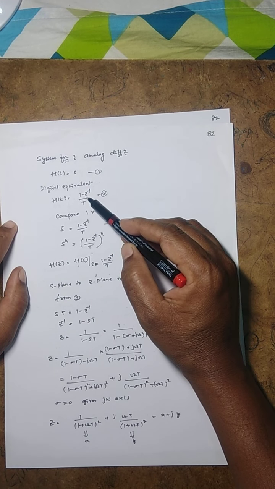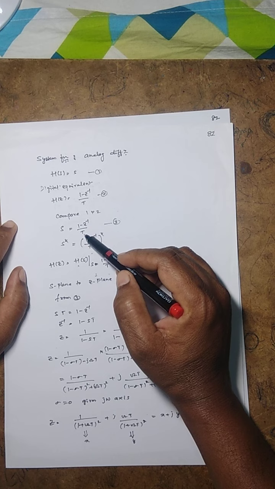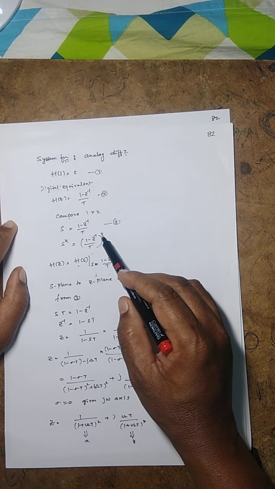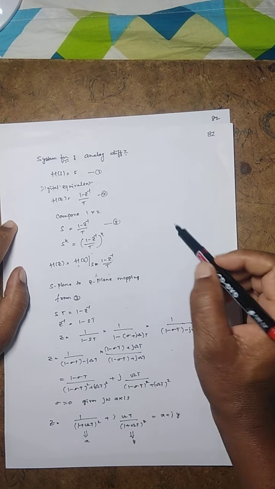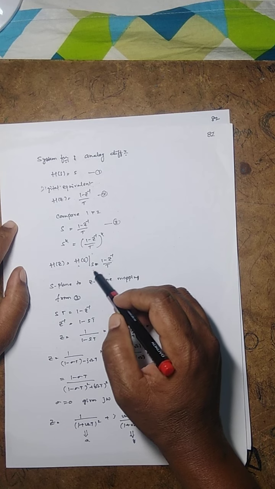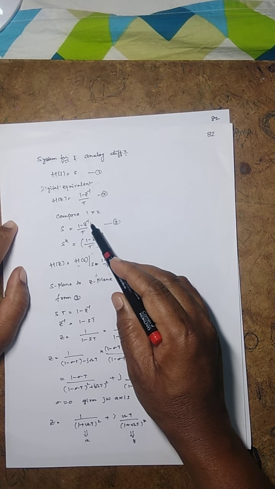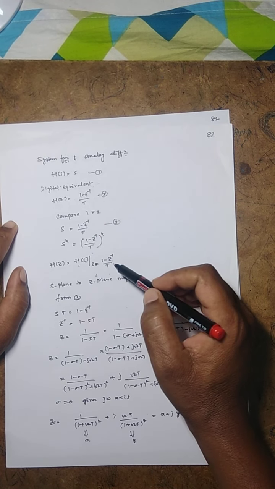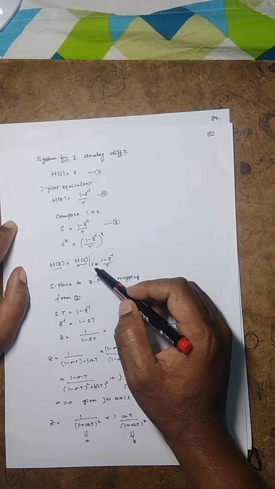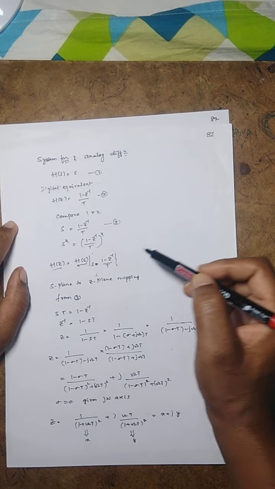So s = (1 − z⁻¹)/T, or sᵏ is given by the same thing to the power of k. So H(z) is equal to H(s) when s = (1 − z⁻¹)/T. We are going to get H(z) from H(s) when s is replaced by this expression. Okay, simple.